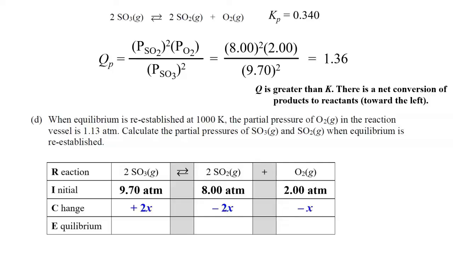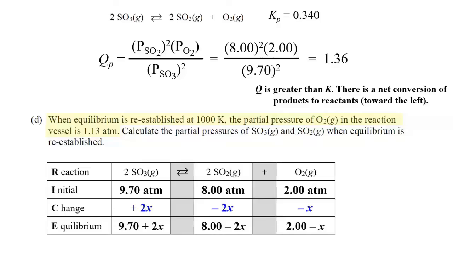Again, pay close attention to that change. I'm writing the change in terms of x, and I'm saying plus 2x, minus 2x, and minus x. Again, that's consistent with the coefficients in the balanced equation. So at equilibrium, when it's been reestablished, the pressure of SO3 will be 9.70 plus 2x. The pressure of SO2 will be 8 minus 2x. And the pressure of O2 will be 2 minus x. They told us that the partial pressure of O2 when equilibrium is reestablished is 1.13 atmospheres.